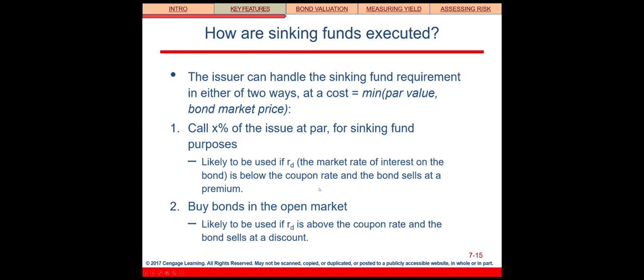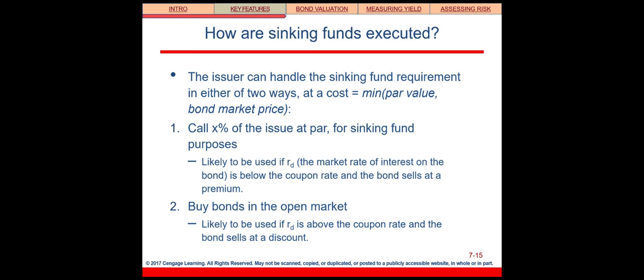But if the market interest rate is lower than the coupon interest rate and the bond is selling at a premium, then in this case they want to buy back the bond at its par value. So these are the two ways that sinking funds are executed. But again, as I said before, you don't really have to know every detail of this part. You just need to have an understanding.